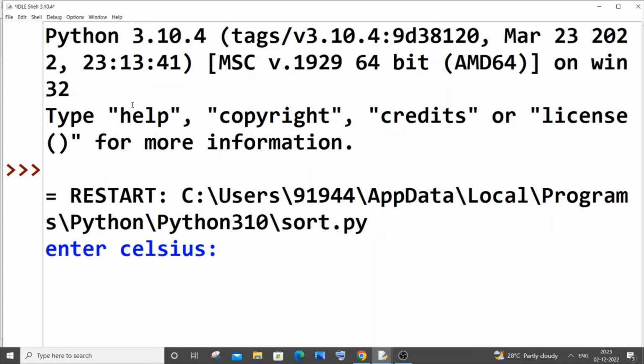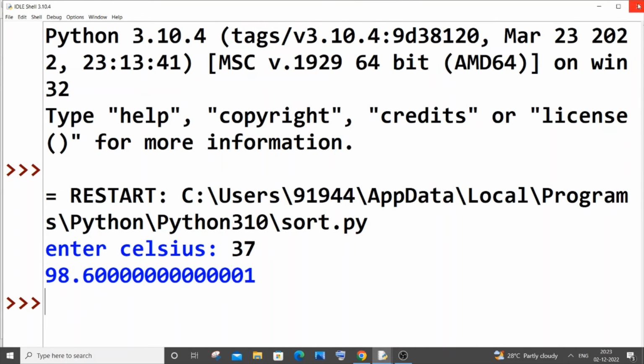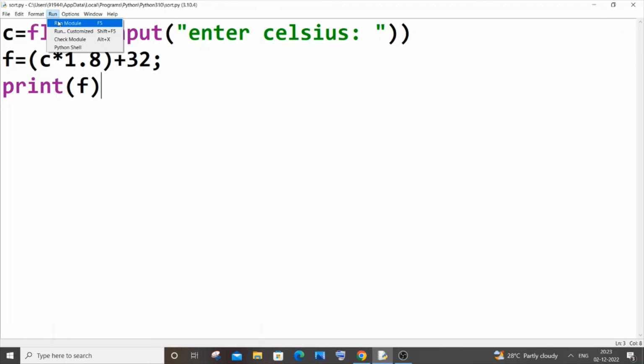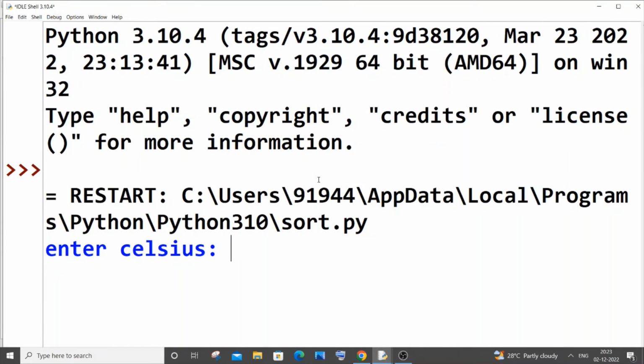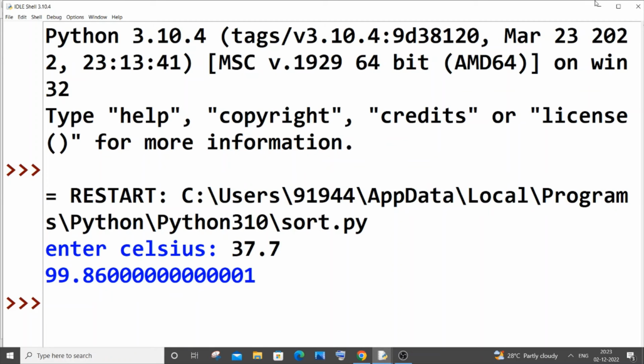I think I will go with 37 something. I think 37 is near 98 or 99, I guess. Yeah, so it's 98. So let me go with another number as well. I think 37.7 is nearly 100, so I'll go with 37.7. Yeah, it's 99.8 something, so that's nearly 100.